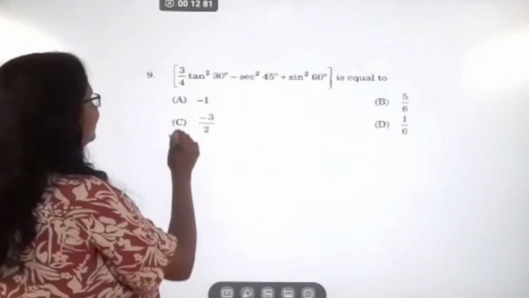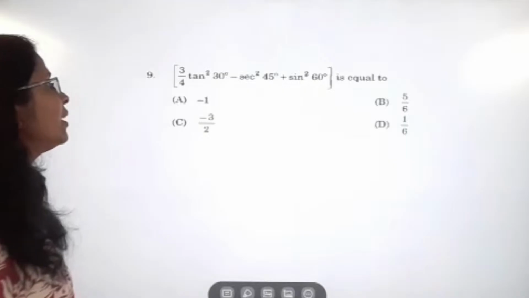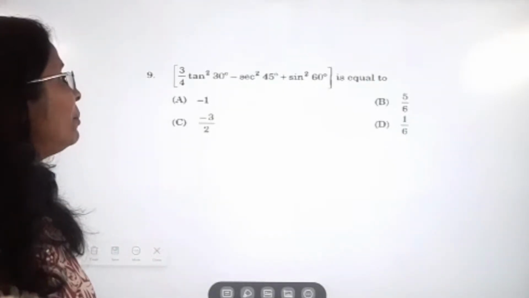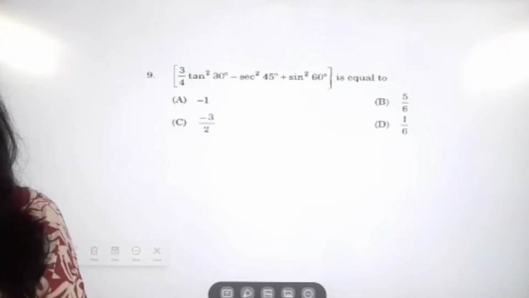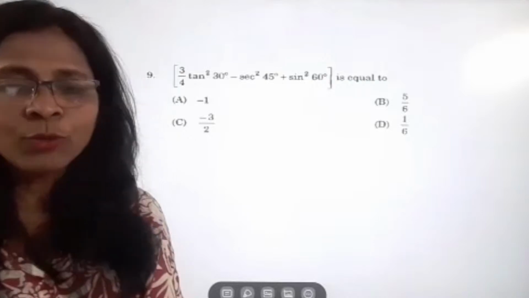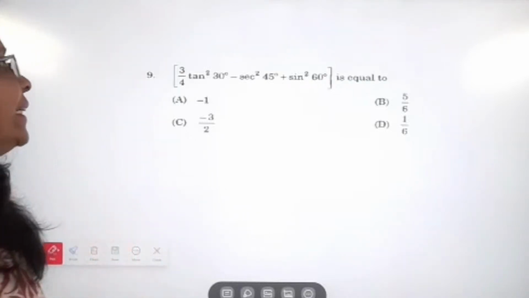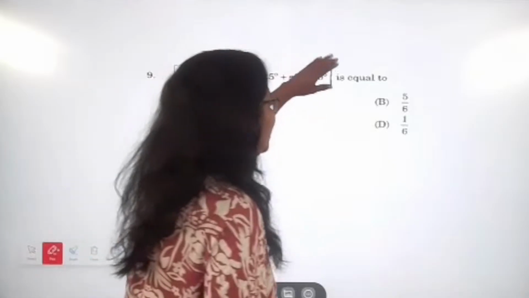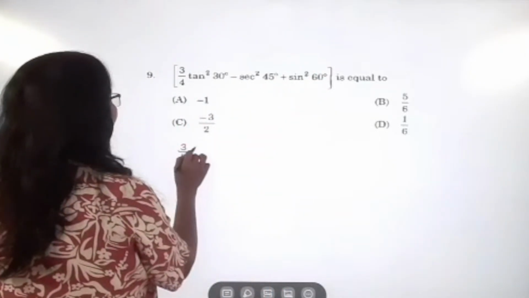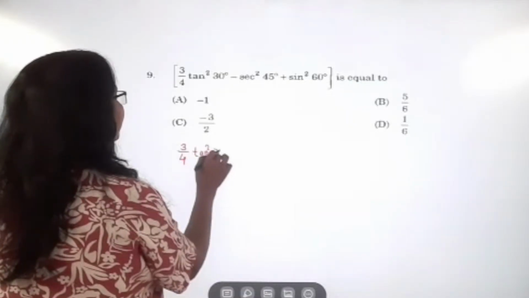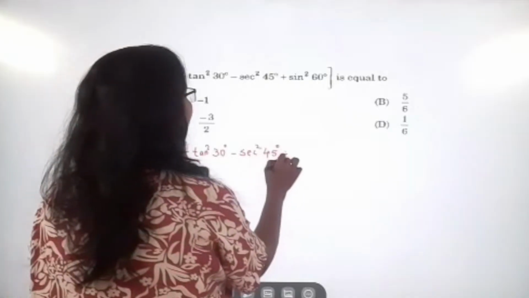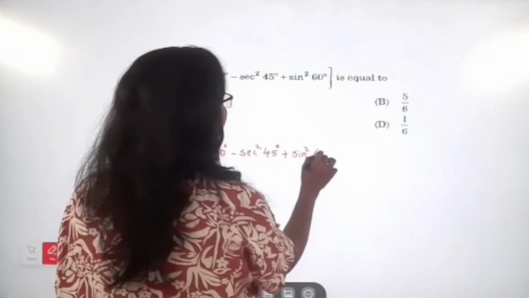Next one is 3/4 tan² 30° − sec² 45° + sin² 60°. Okay students, now here we have to calculate the given value. So I write it down as it is: 3/4 tan² 30 degree minus sec² 45 degree plus sin² 60 degree.